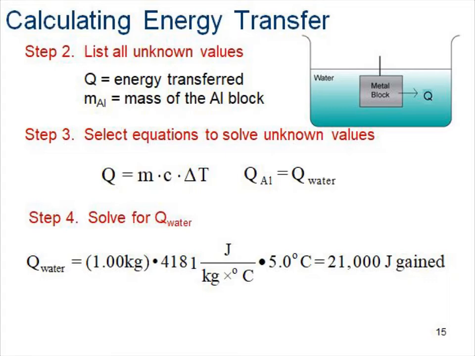And this should make sense because think about it. The aluminum block had a higher temperature than the water. And so when I drop that aluminum block into the water, the aluminum block is losing joules, it's losing energy, and the water is gaining energy.